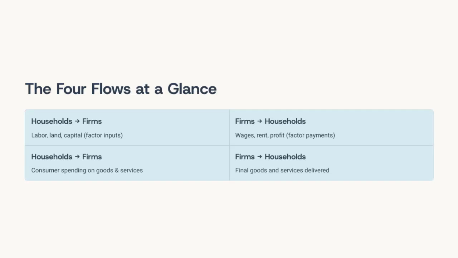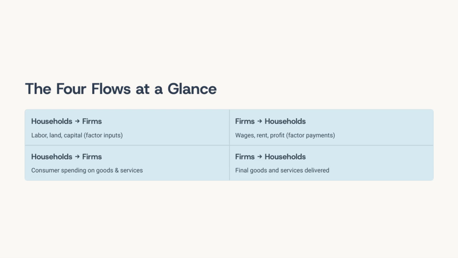Now, let's take a closer look at the final goods and services delivered in the economy. Essentially, firms produce goods and services that are then delivered to households. This is the point where consumer spending comes into play, as households purchase these goods and services for their own use. In return, households provide firms with factor payments such as wages, rent, and profits. These are the earnings that households receive in exchange for their labor, land, or capital. These are the inputs that firms need to produce goods and services.